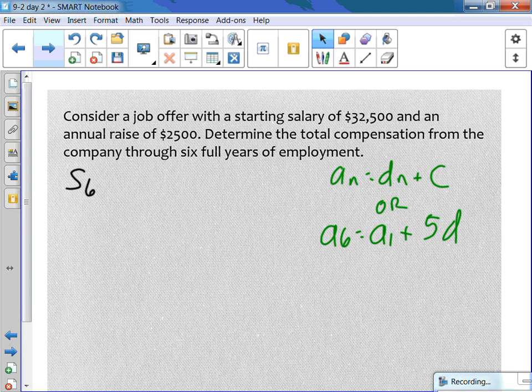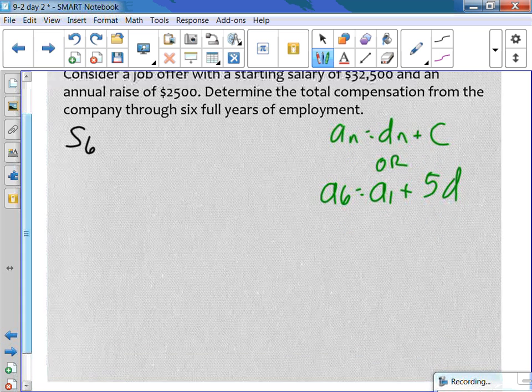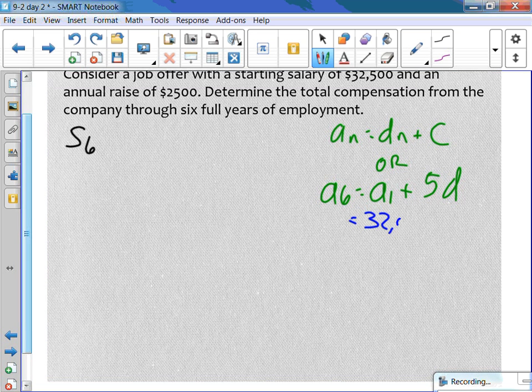So, do I know what a6 is? No, but that's what I'm looking for. Do I know a1? What is a1? 32,500. Right. And what is my d? Right, that's that annual raise of 2,500. That's my common difference.